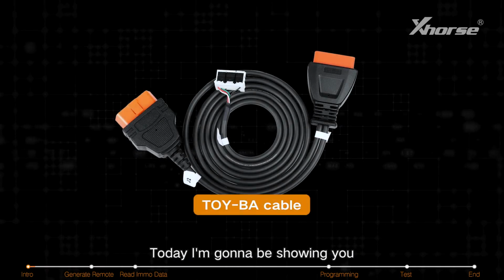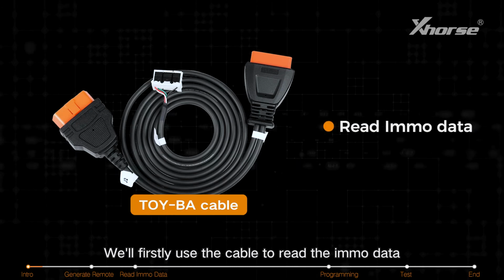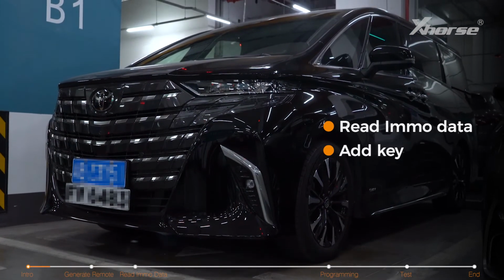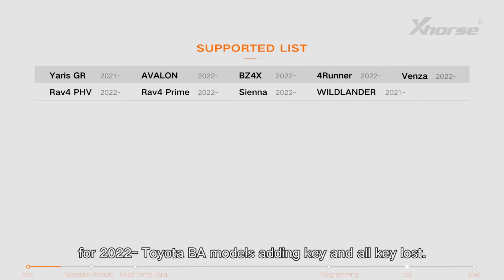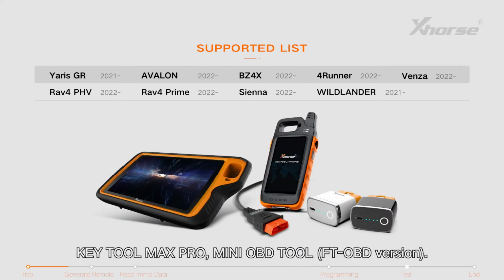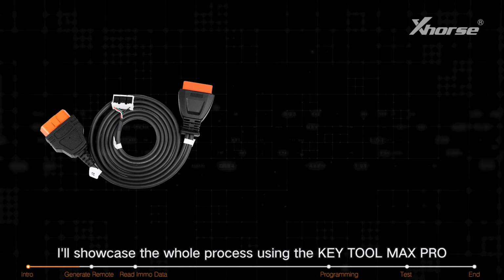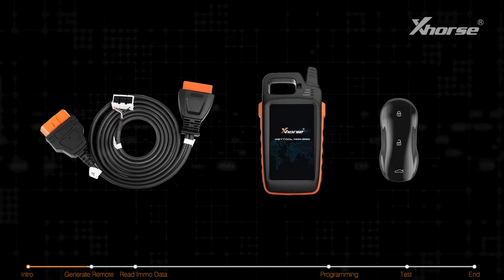Today I'm gonna be showing you how to use the FT-OBD cable step by step. We'll firstly use the cable to read the MO data, and then add a new key to this 2022 Alphard. If you're not aware, the FT-OBD cable can be used for 2022 and up Toyota BA models, adding keys and all key lost. It can work with Keto Plus, Keto Max Pro, and Mini OBD with the FT-OBD version. In this video, I'll showcase the whole process using the Keto Max Pro and the new XM38 Smart Key.